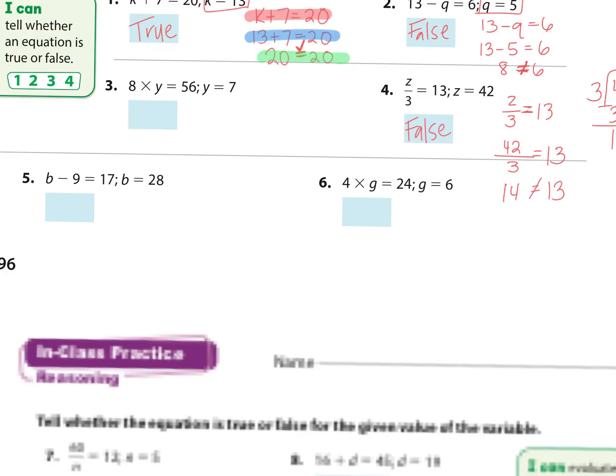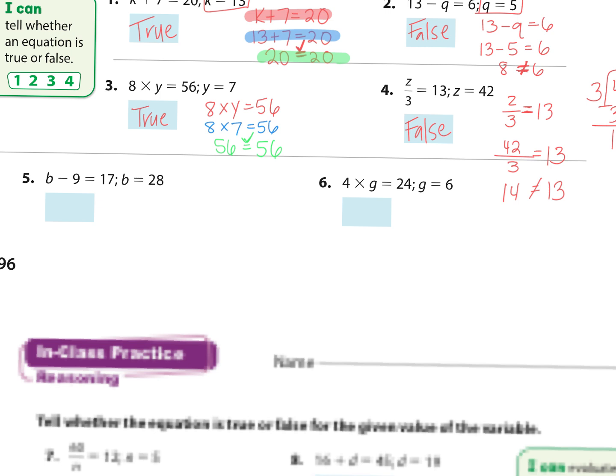Okay, on number 3, what should my first line look like? Oops, hang on, let me get my pen. I have the wrong thing. Okay, 8 times y equals 56. Okay, my second line. What am I doing different on the second line this time? Plugging in the number or the value for the variable that it gives me. So now I have 8 times 7 equals 56. And then on that third line, what do I have? 56. 56 equals 56. And is that true? Yes. So in my blue rectangle, I'm going to write true.